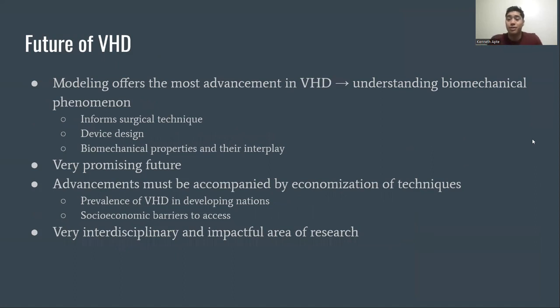And so the future of valvular heart disease and the solutions are very promising. Right now, the efforts are just going into understanding biomechanical phenomena. Once this improves, then it'll be able to inform surgical technique better. It'll improve device design. Once again, it's very promising, but as all of these developments are being made, we need to make sure that they are affordable and economic, just because of how prevalent valvular heart disease is in developing nations. And we need to make sure that there's not a socioeconomic barrier to access.